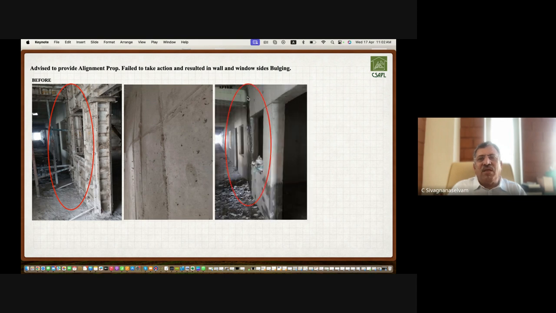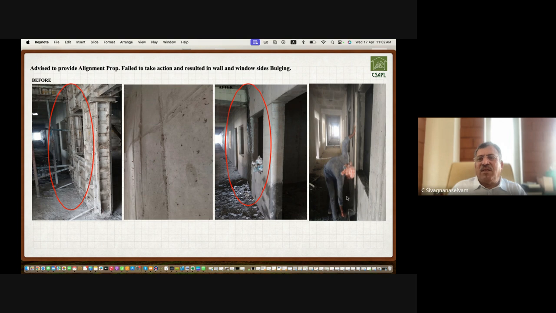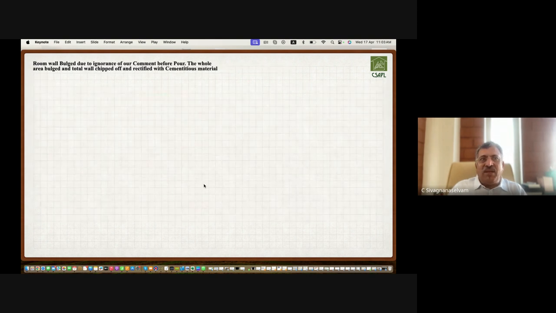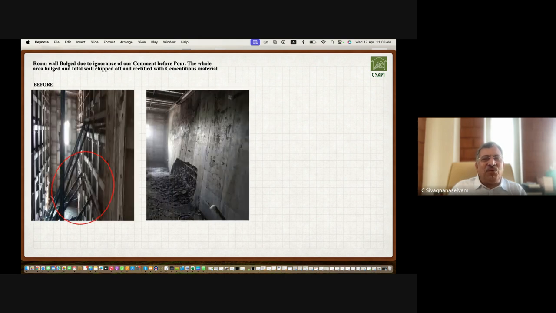And the whole thing chipped off and rectified for plumb. So yeah, the quality issue could be rectified, but what is the use? See, this is the biggest thing. See how much concrete. And you could see the reinforcement also. So this particular wall is losing its cover.